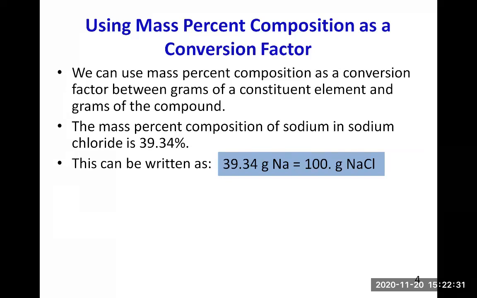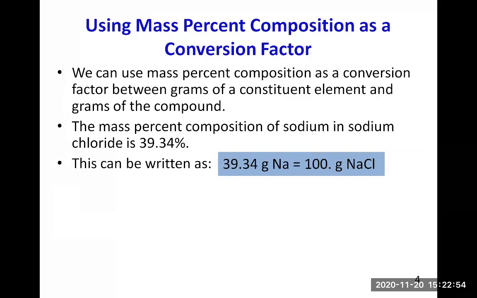So written as an equality, it looks like this: 39.34 grams of sodium equals 100 grams of NaCl. But of course, it's not really equal. The equal sign here means you can read it as "are contained in 100 grams of NaCl."